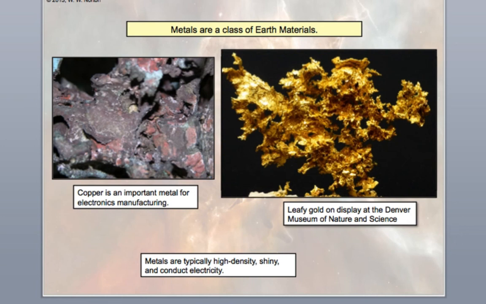And then metals. Metals are another earth material. The key thing about metals is that they usually conduct electricity and they're usually of high density.